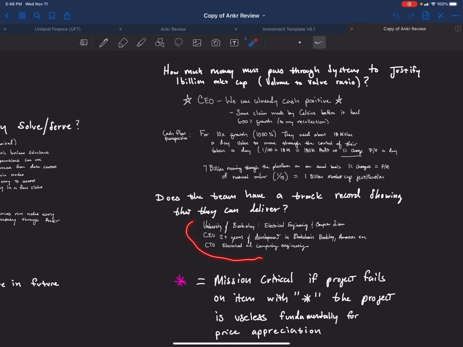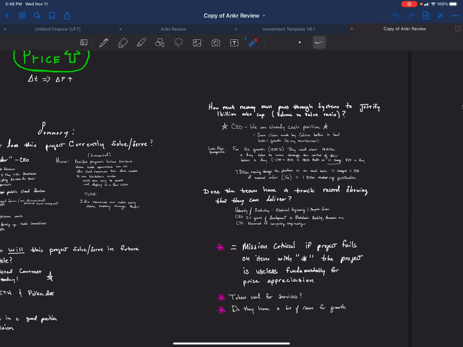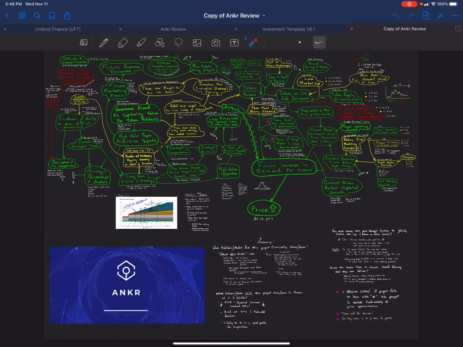They have guys from the University of Berkeley in electrical engineering and computer science. They have 2+ years of blockchain development. ANKR's been around since 2018. Their chief technical officer is also in electrical and computing engineering. And another thing to note is many different projects such as Unilend, Matic Network, etc. are using them for their services. And when someone uses them as a service, they are validating that they're getting something valuable from them. So in a sense, that is vouching for ANKR as to whether or not the team can deliver. In my opinion, that shows that it can.